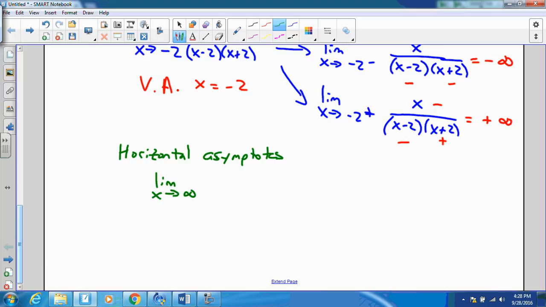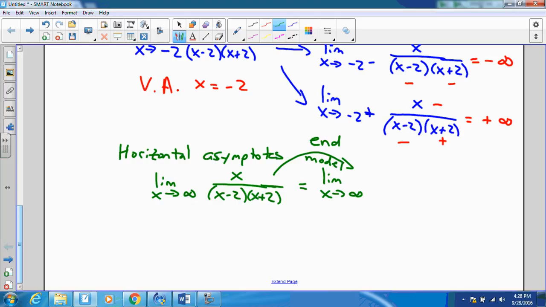And again, I can take the reduced fraction x over (x minus 2)(x plus 2) to be equivalent to the original f of x for all x's except 3. And when I do an end model analysis, the end model for the numerator is x, the end model for the denominator is x times x. Notice I can just take the end model for each factor here and multiply them. So when the dust settles, I end up with 0 as my limit there.